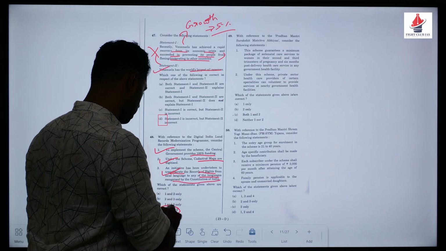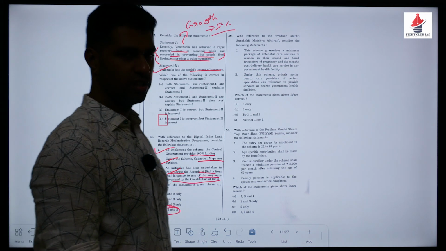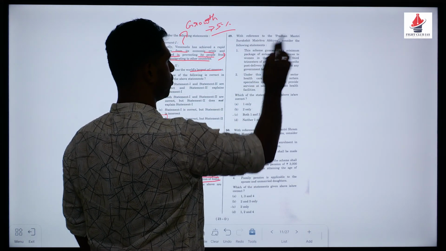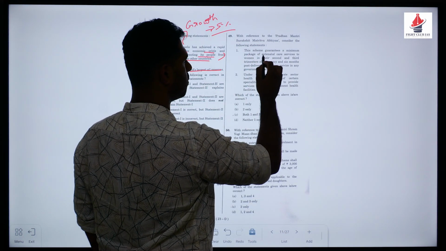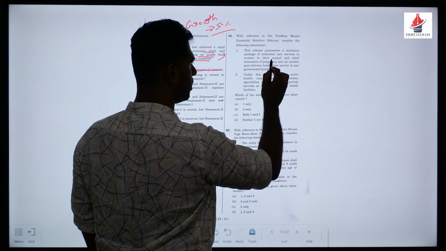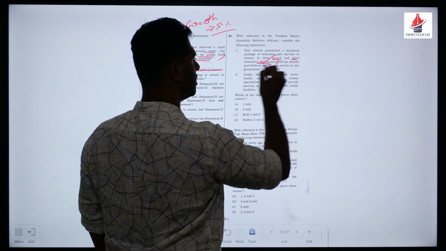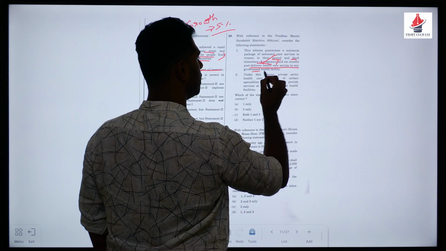1, 2, and 3. Right? Answer is D. Moving to the 49th one, with reference to Pradhan Mantri Surakshit Matritva Abhiyan. This scheme guarantees a minimum package of antenatal care services to women in the 2nd and 3rd trimesters of pregnancy. Till here it is correct. And 6 months post-delivery healthcare service in any government health facility?